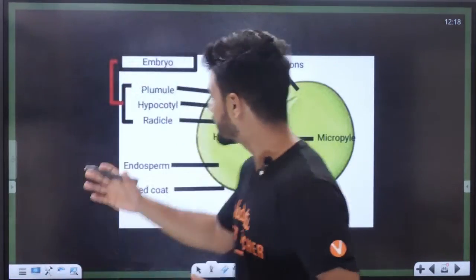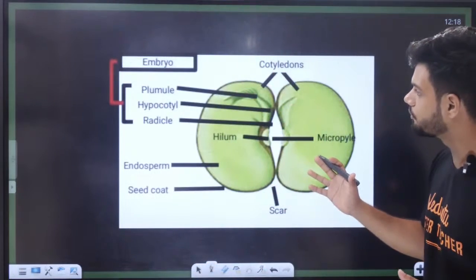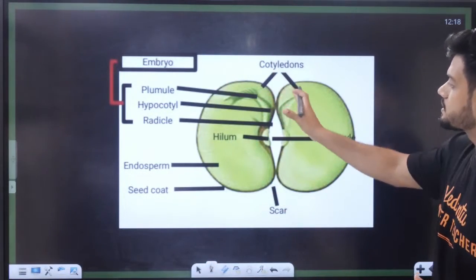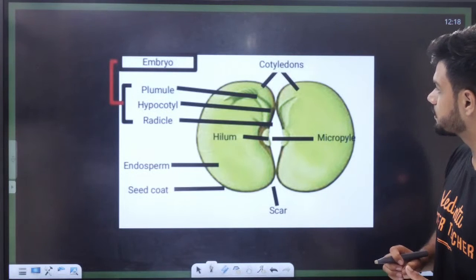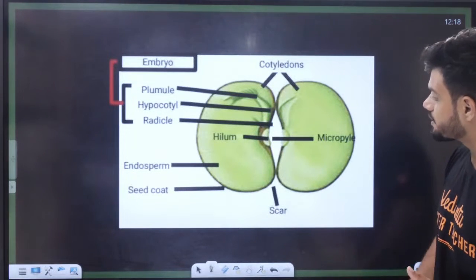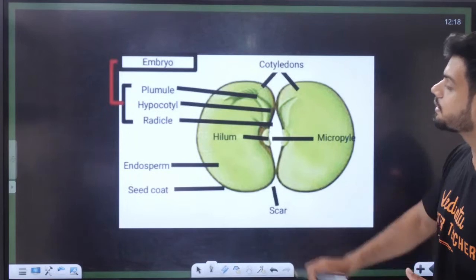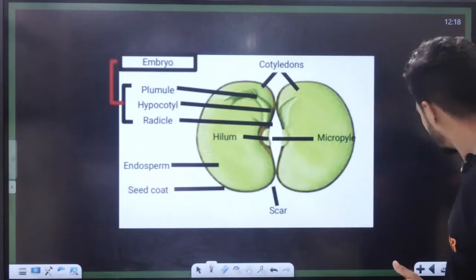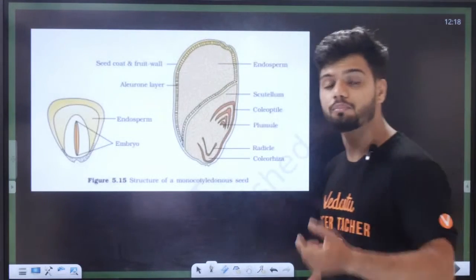For example, this is your dicot seed. Here they can ask you the meaning of cotyledons, the growing embryos. Yes, cotyledons is there. Here they can ask you about the seed coat, testa and tegmen, endosperm. They can ask you not much, but the main question usually comes from the monocot seed.